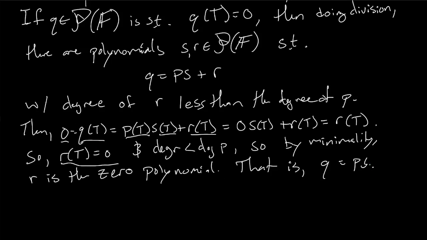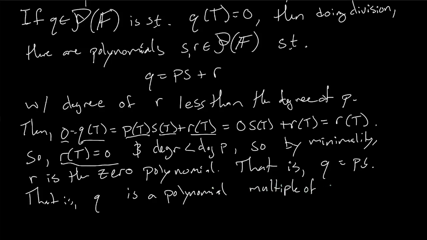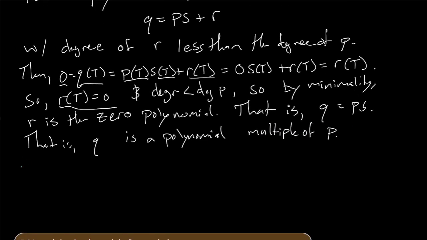Now Q is equal to PS. That is, Q is a polynomial multiple of P. It's P times the polynomial S.